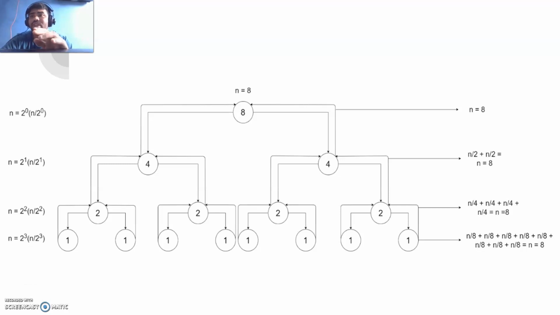Now, when I do that, we take log on both sides, and that's the reason why we get k equal to log of n. So the height of my tree is what? k equal to log n.